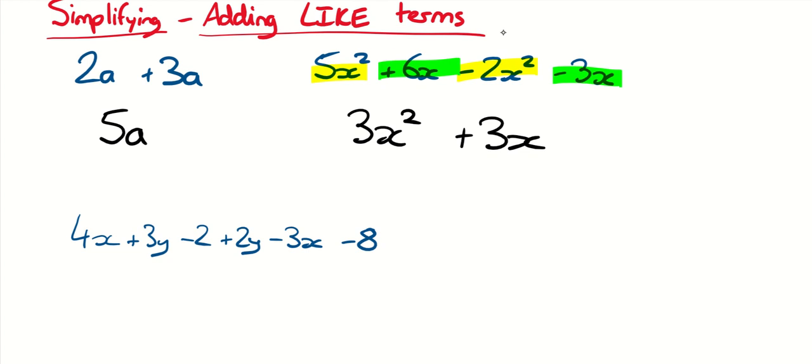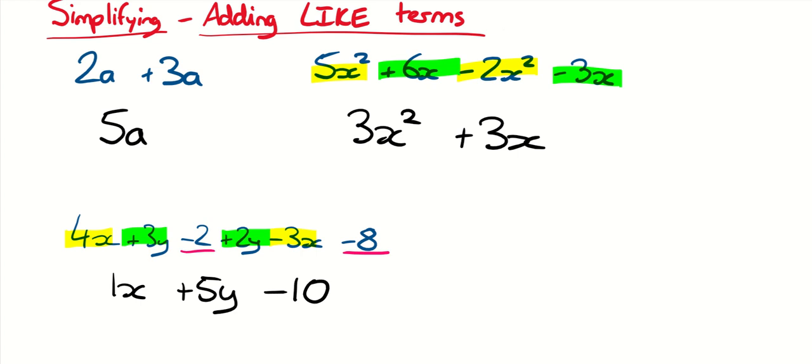Okay, and here's just another one down below a bit. Again, you can only add the same ones. So 4 minus 3 will give you 1x. You don't need the 1, but I'll just put it there. You need 3y plus 2y, so you add them together and you will get plus 5y. And then finally you have minus 2 minus 8, and that will give you minus 10. So remember, when you're adding and subtracting, you can only do ones with the same letter.